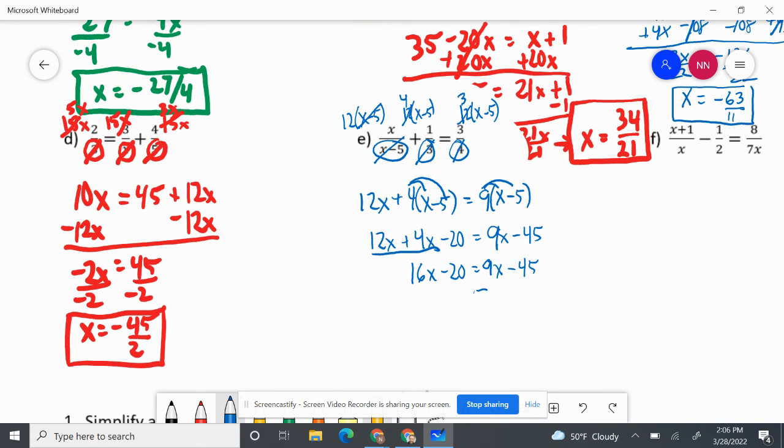I'm going to subtract the 9x. And then I'm going to add the 20 and do both steps at once. So when I subtract the 9x and cancel the 20, I now get the x's together. And so 16x minus 9x gives me 7x. And then negative 45 plus 20 gives me negative 25. Next step is I'm going to divide by 7. And what I get is x is equal to negative 25 over 7.